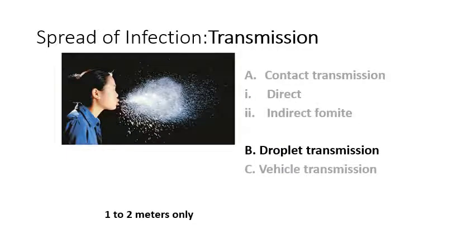Droplet transmission is classified as direct contact transmission. It has a range of 2 meters at the most, or 1 meter at the most, or 1.5 meters, and that's why we have now set the limit for social distancing at 2 meters, because that's longer than the range for droplet transmission.